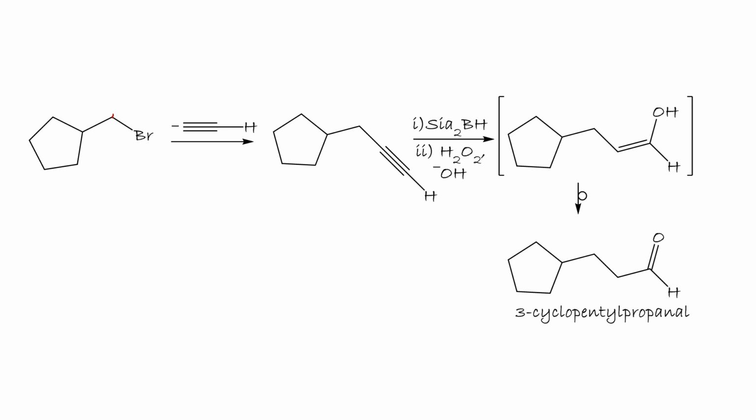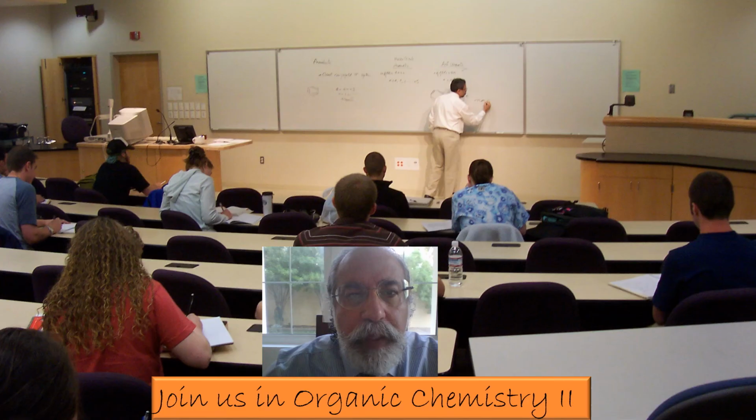We can start with the bromo compound, react with acetylene treated with sodium hydride or sodium amide to form the salt. This nucleophile will attack to form this alkyne. Reacted hydroboration followed by oxidation to get this enol structure, which tautomerizes to the target molecule. See you next lecture.